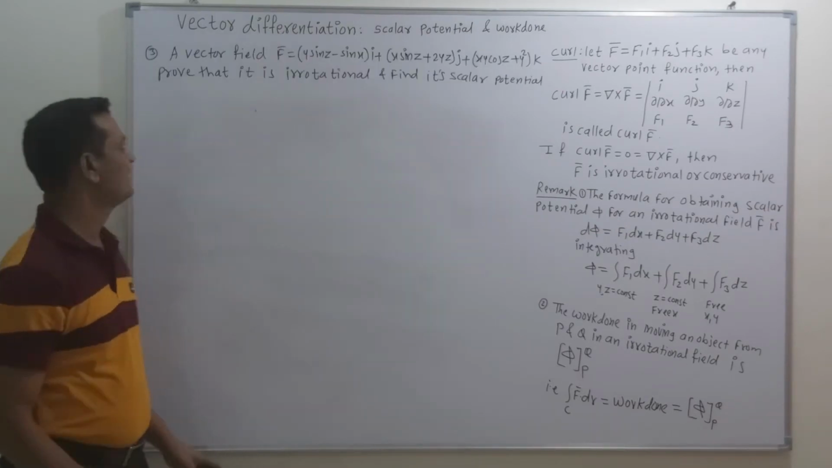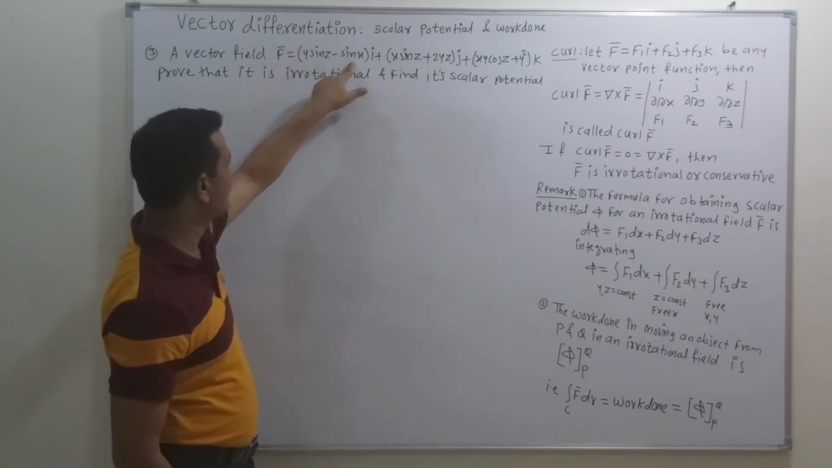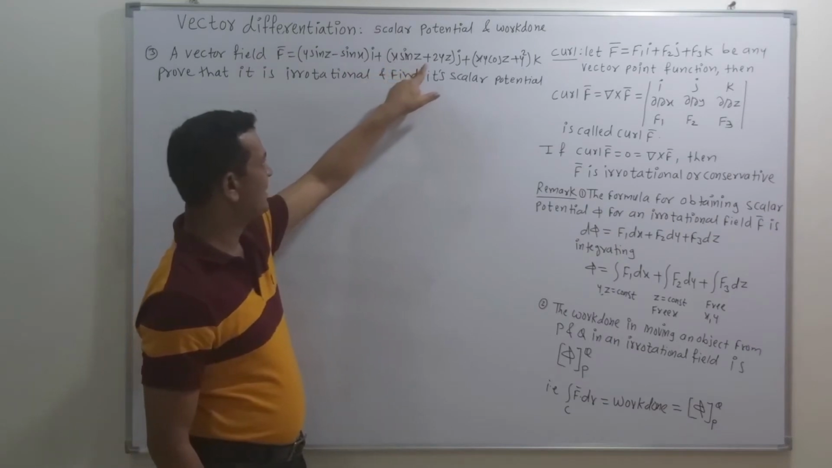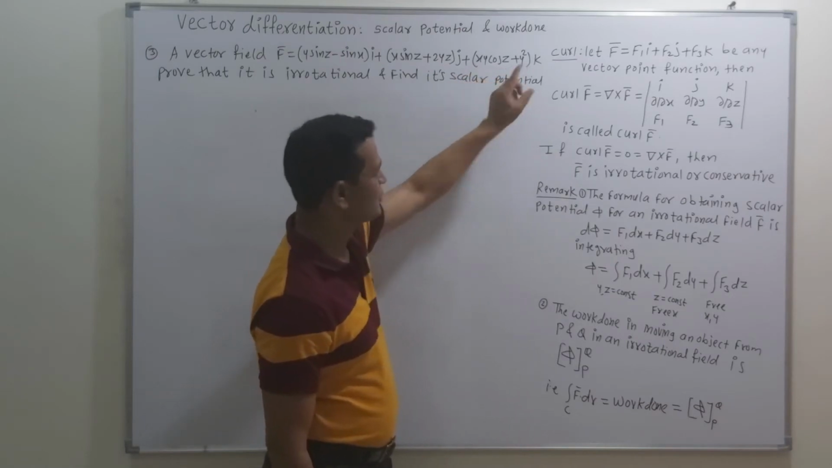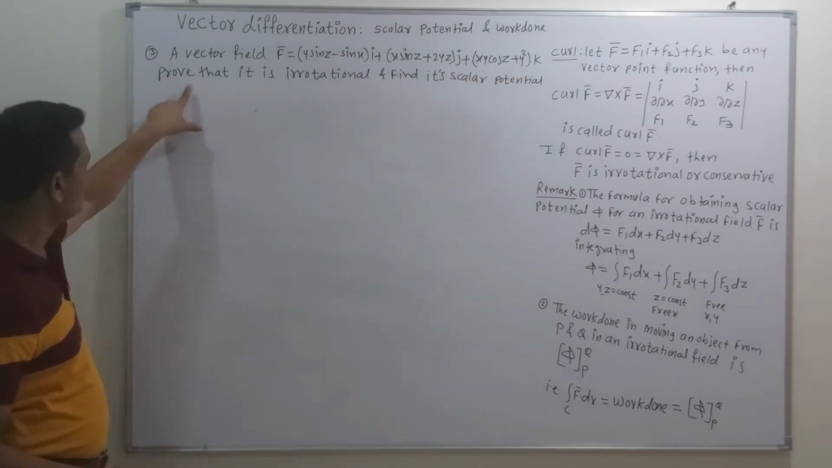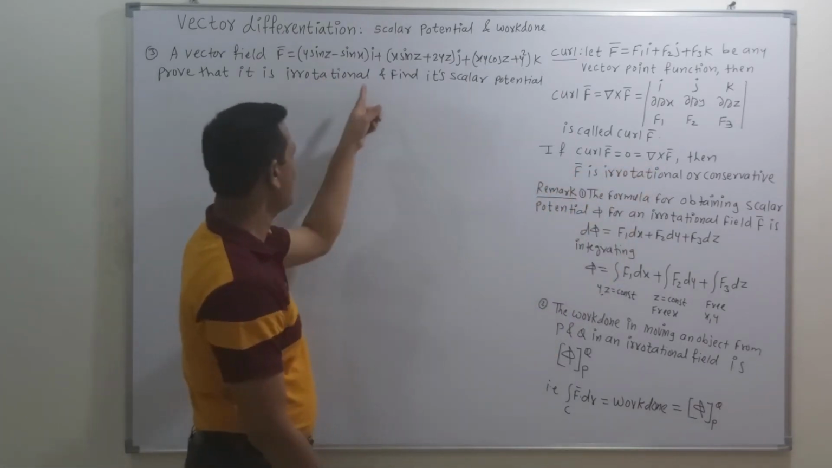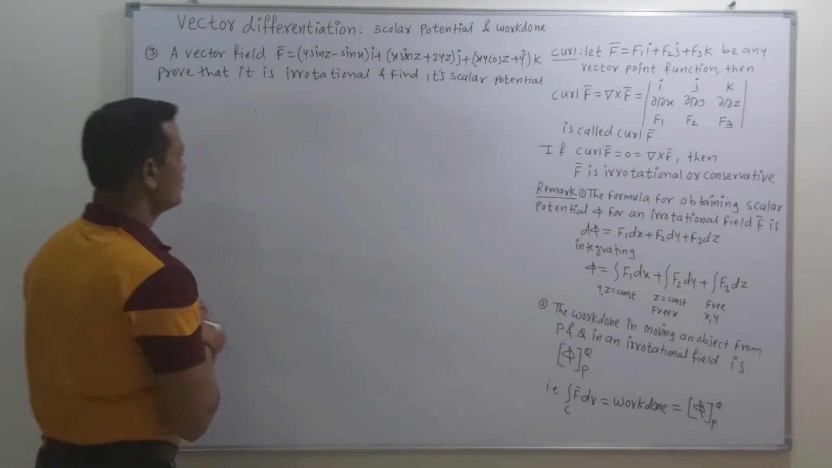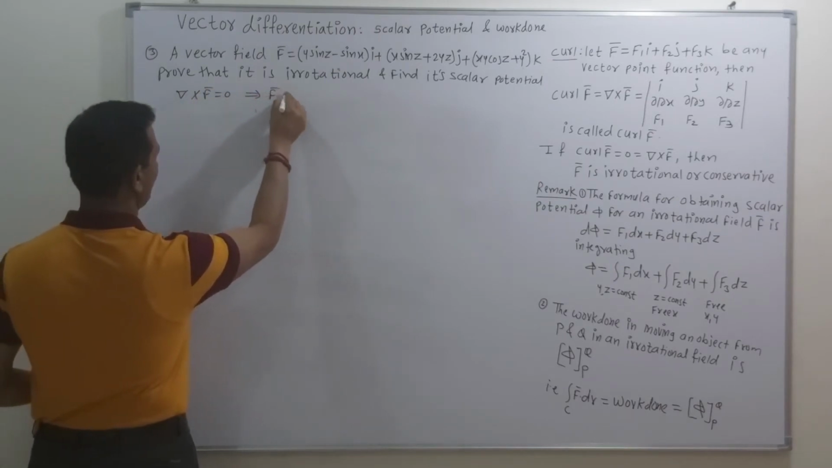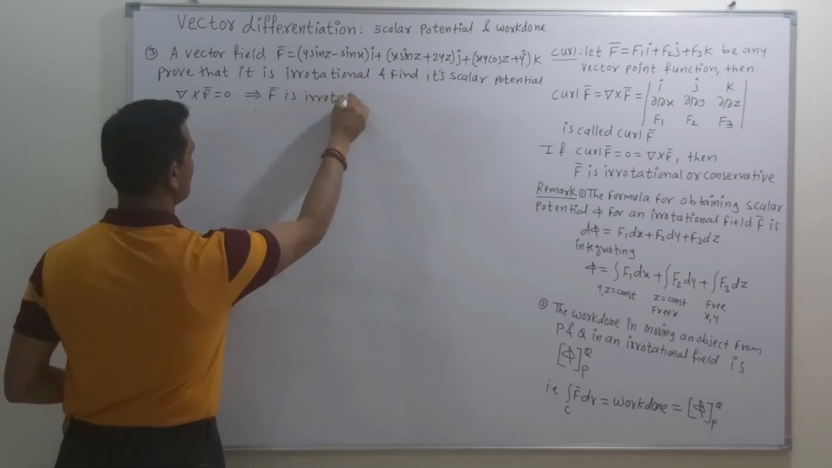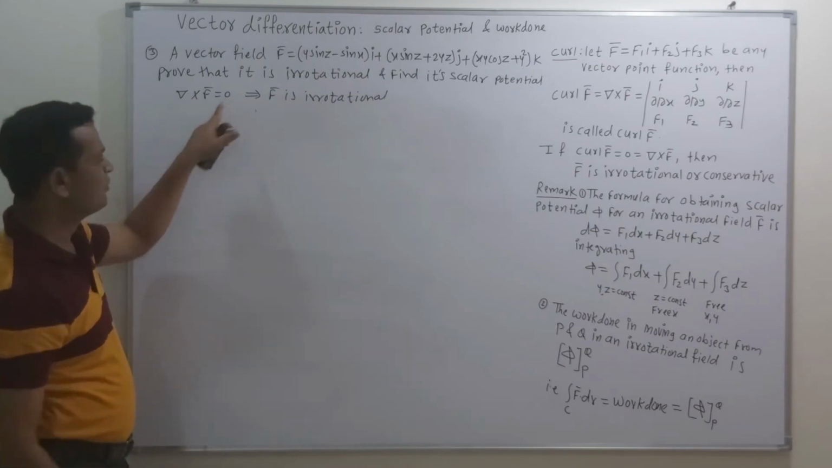Now friends, third example is a vector field f bar given as y sin z minus sin x i plus x sin z plus 2yz j plus xy cos z plus y square k. So our first question is that prove that it is irrotational, that means show that curl of this term is equal to 0, and second question is that find out its scalar potential. So we know that value of del cross f bar is equal to 0, and this implies that f bar is irrotational. So we have to find the value of del cross f bar, and our aim is to show that this value is equal to 0.